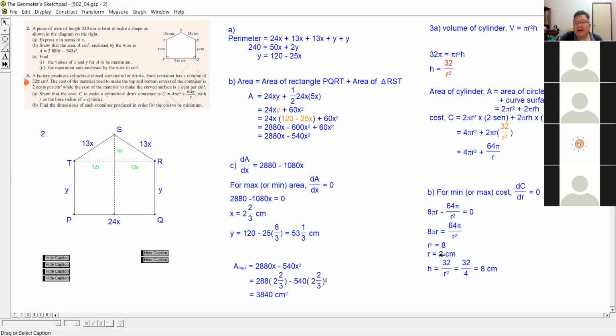Now, finding r equal to 2 is not enough, right? The dimension, there are 2 dimensions there. So after finding the r, you have to substitute back here to find the value of h. So substitute back into here. H is 32 over r squared. So it becomes 8. So r is 2 and h is 8, they are the dimensions of the cylinder.